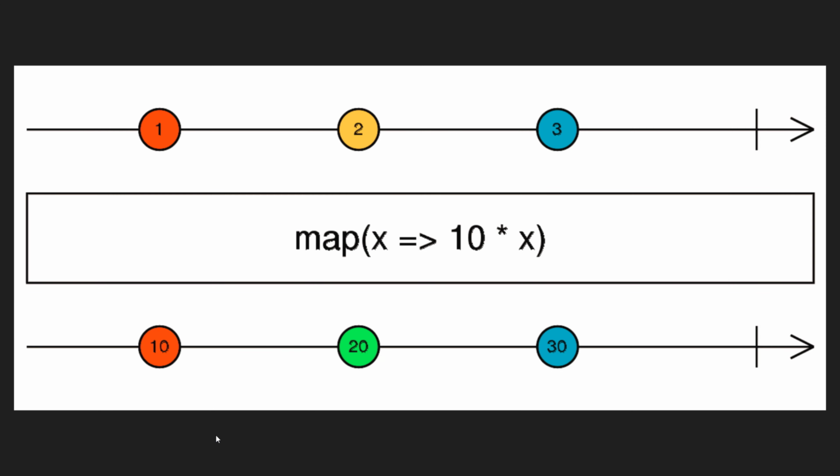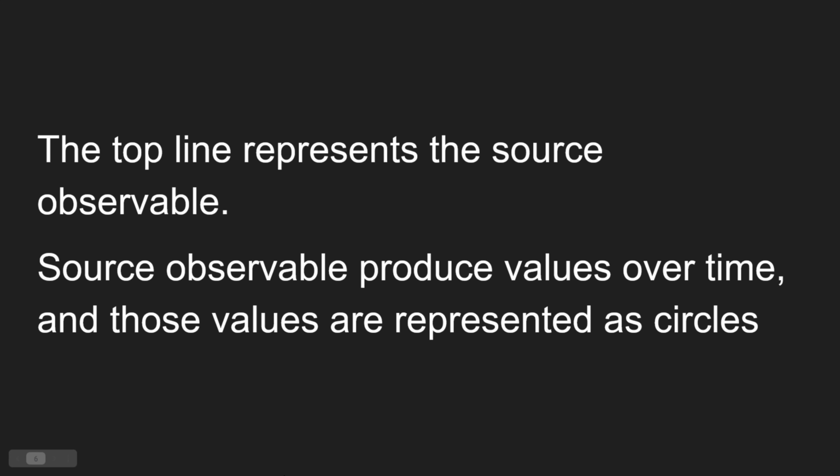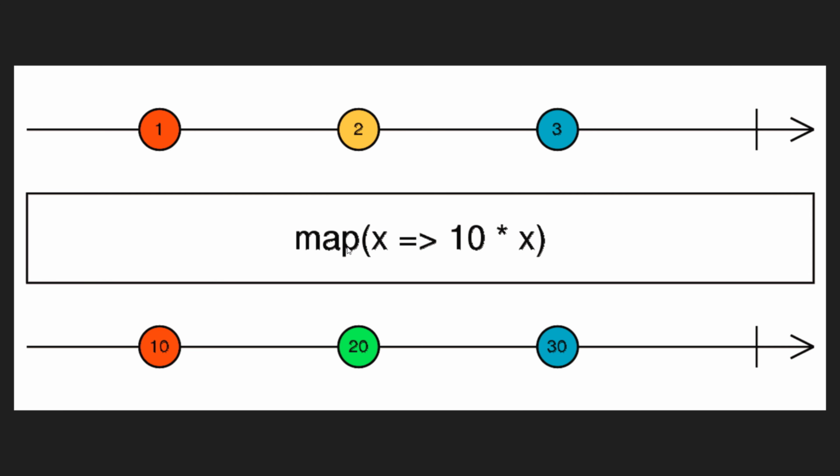Now the marble diagram will look like this. Let's analyze one by one. The marble diagram I have shown here is for the map operator. Let's analyze one by one. Here you are able to see a top line, and at the bottom another arrow. In between these two arrows you will see the map operator applied.